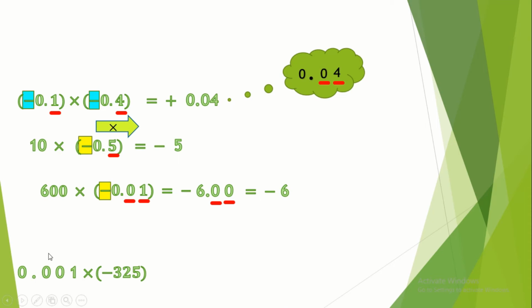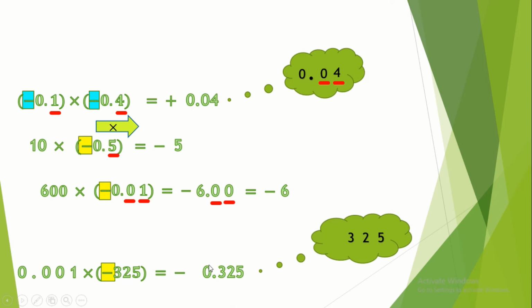Finally, here we have an example in this exercise: 0.001 times minus 325. We have 1 sign minus, so it's minus. Now we multiply 1 times 325, it gives us 325. But let's count how many digits we should have after the point: 1, 2, 3. So we count 1, 2, 3, and we put the point. We fill the empty spaces with 0, so it's 0.325.